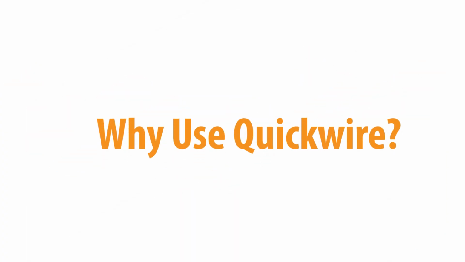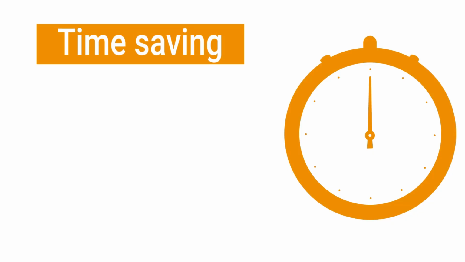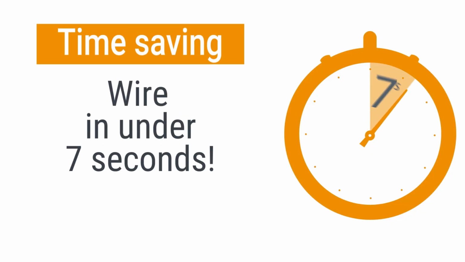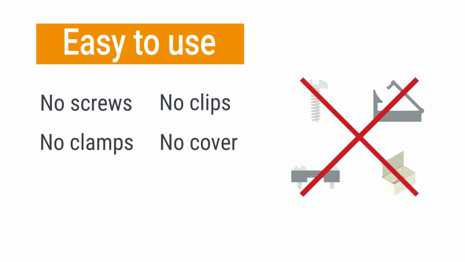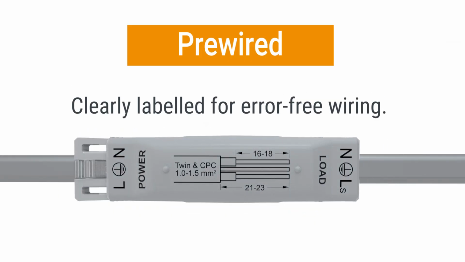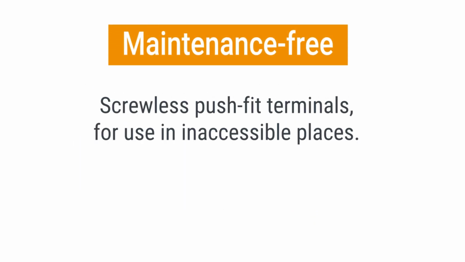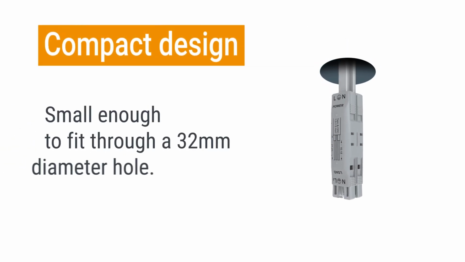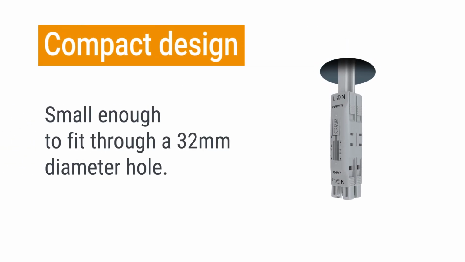So, to recap, it's time-saving. Wire your entire junction box in under 7 seconds. It's incredibly easy to use. No screws, no clips, no clamps, no cover, no fuss. It's pre-wired with clearly labeled entry points for error-free wiring. It's maintenance-free with screwless terminals for use in inaccessible places. It's even small enough to fit through a 32mm diameter hole.